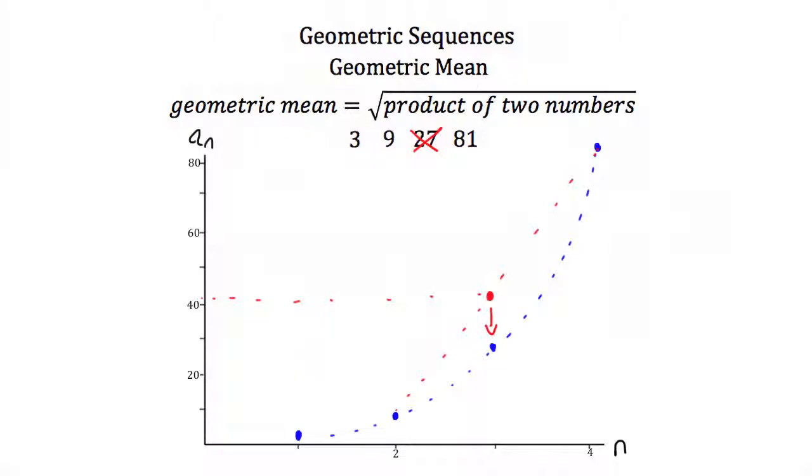And the geometric mean is kind of like an arithmetic mean. Instead, we take our two terms that are on either side of that missing term, so in this case 9 and 81, and we multiply those numbers together. If we multiply 9 and 81, we would get 729. Then we take the square root of that multiplication, so the square root of 729. And if you take the square root of 729, you'll get 27, which is what we were hoping to find. So if you have a geometric sequence and you're missing a term, you have to use the geometric mean to find that term.